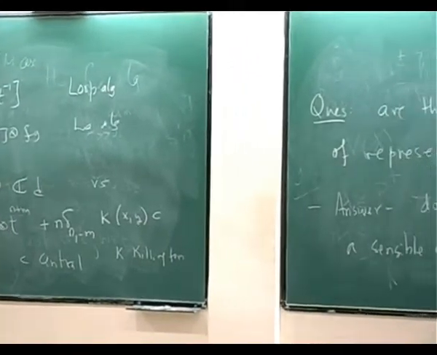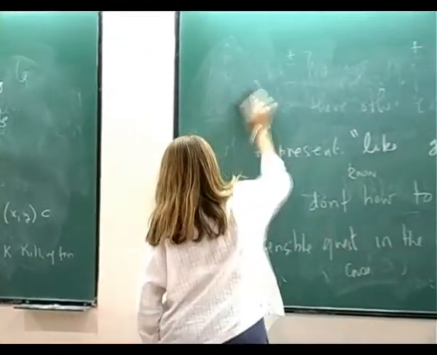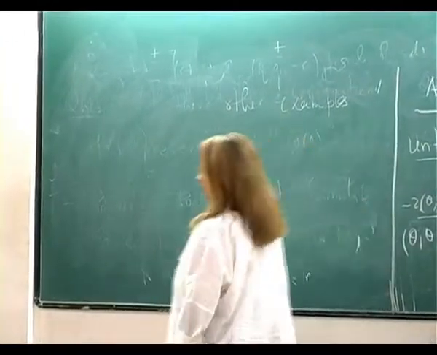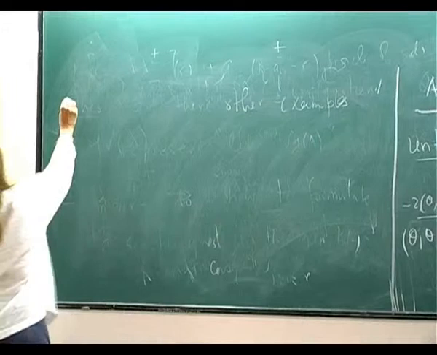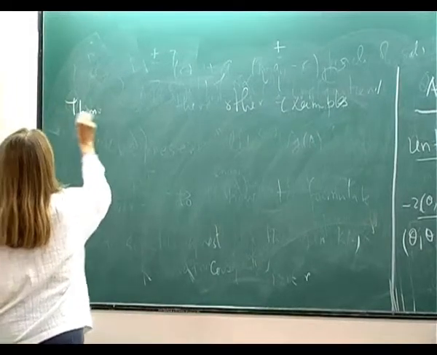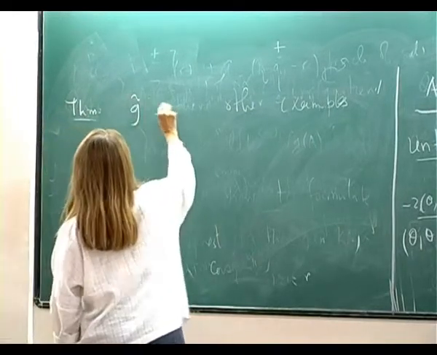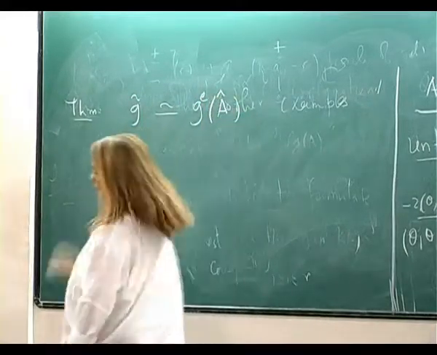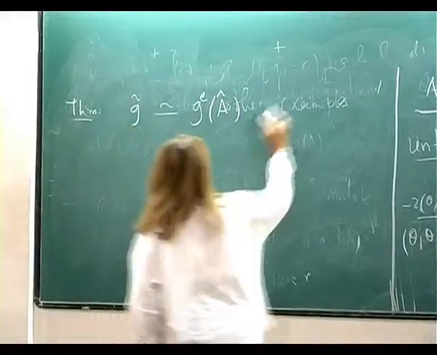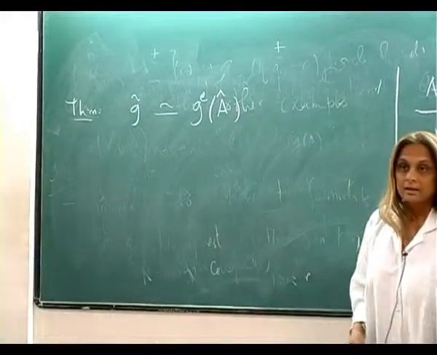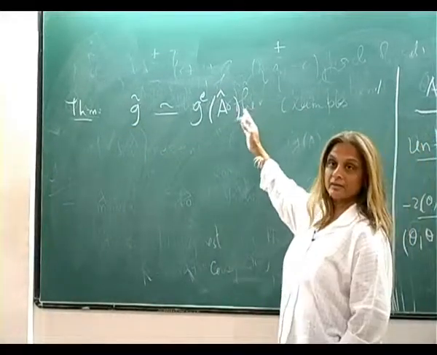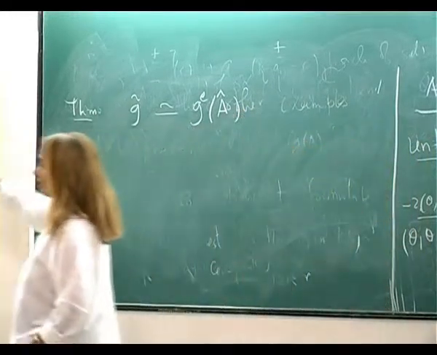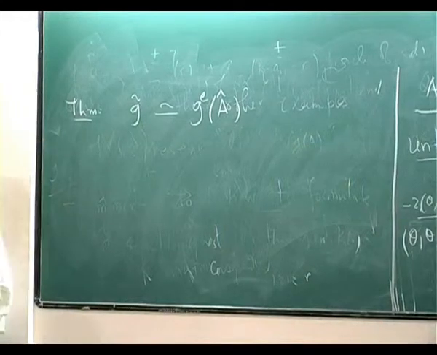So it's an exercise to check that that's a Lie algebra. And the theorem is: G tilde is isomorphic to the extended affine Kac-Moody algebra, A hat. So in this algebra, everything is given by generators and relations. Here you can calculate everything in terms of G.